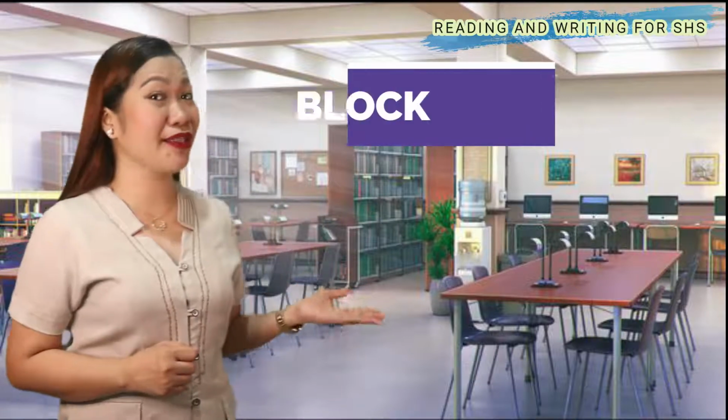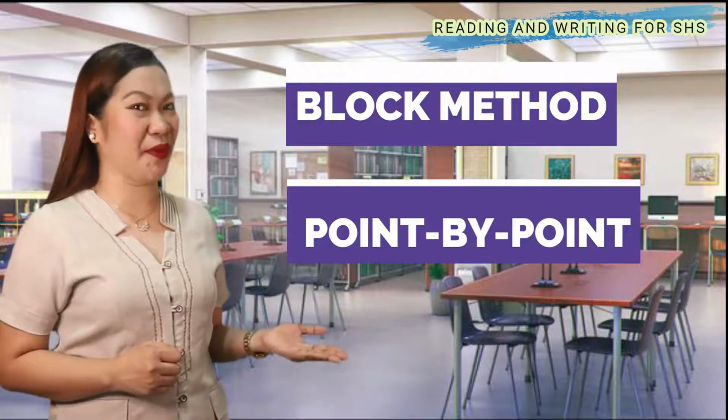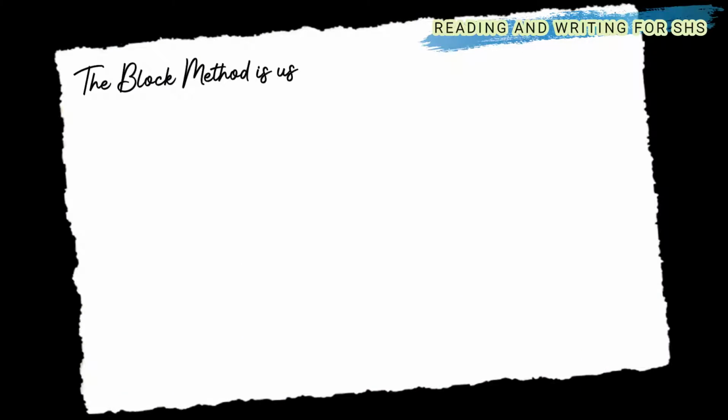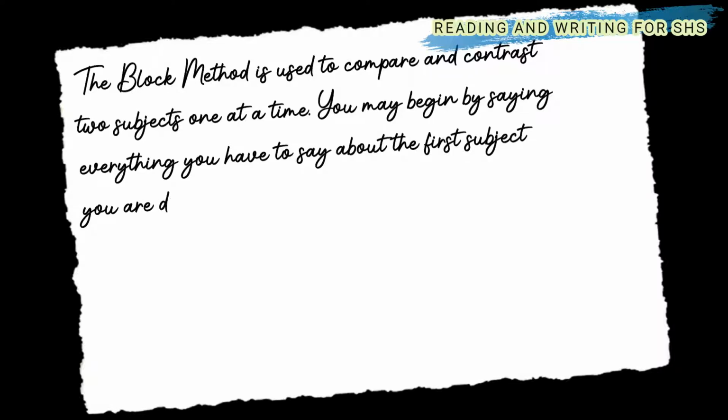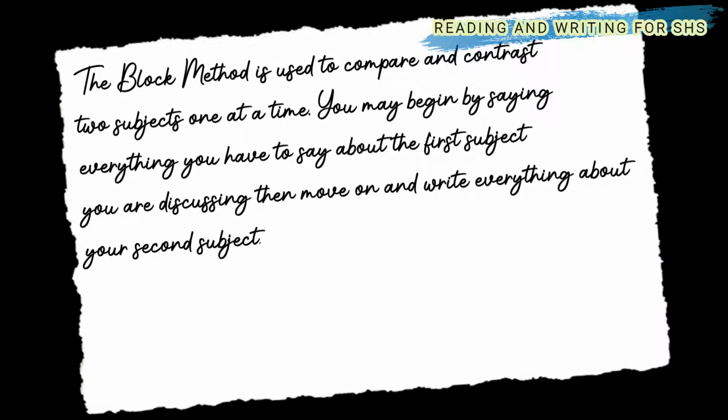That was amazing! And for you to further enhance your knowledge, let us analyze the features of this pattern. Actually, there are two common ways to organize a comparison and contrast paragraph or essay. These are the block method and point-by-point comparison. The block method is used to compare and contrast two subjects one at a time. You may begin by saying everything you have to say about the first subject you are discussing, then move on and write everything about your second subject.